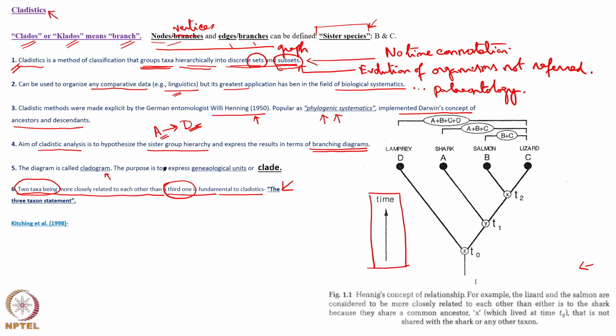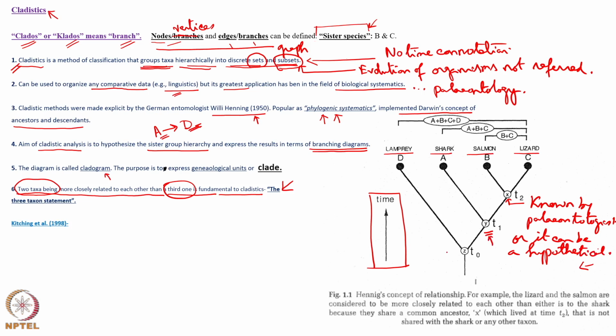Here is a cladogram, and in addition to that a time connotation has been provided. We are taking the present day four animals: lamprey, shark, salmon and lizard. Salmon and lizard came from a common ancestor X. Now, when we present in this way, this X might be known or unknown. It can be known by paleontologists or it can be hypothetical, the same with the taxon Y and the taxon Z. So, it is a cladogram with an additional time axis added.